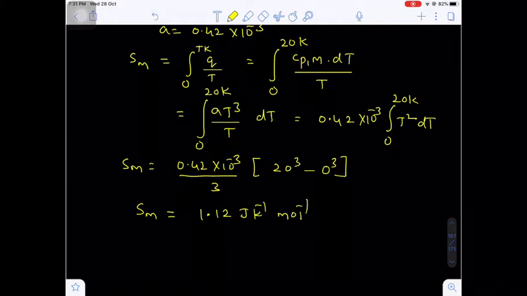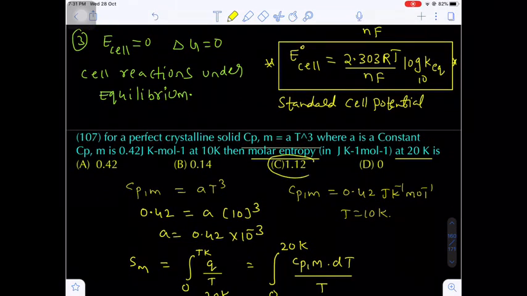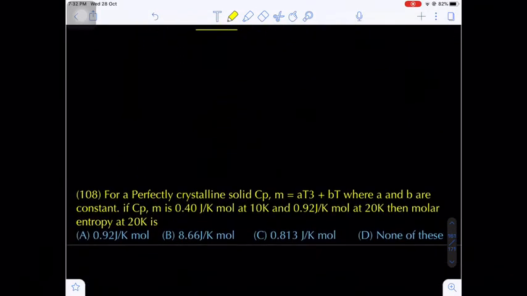Are you getting my point? So the molar entropy at 20 Kelvin is 1.12. This is the C option. That is the option C.